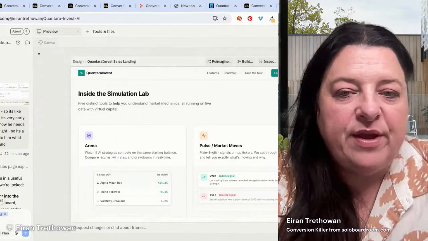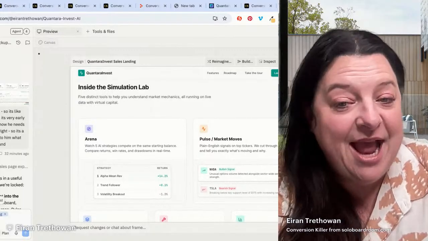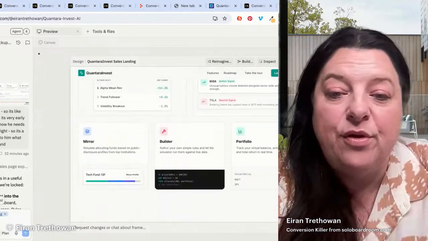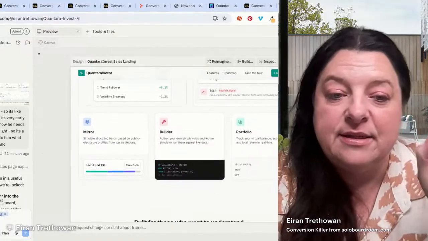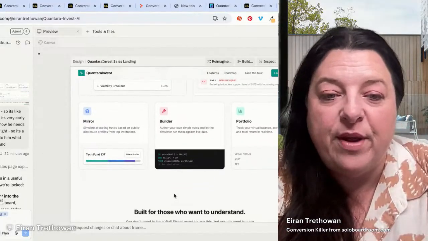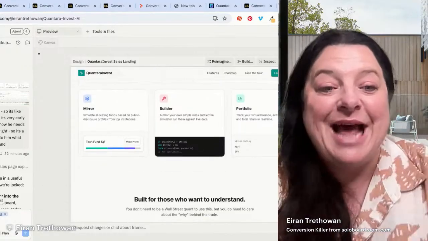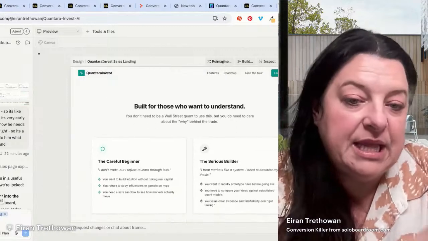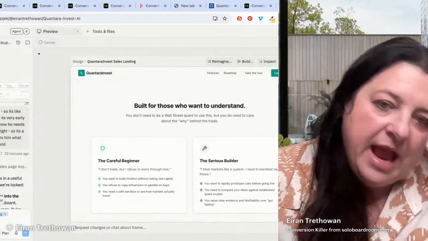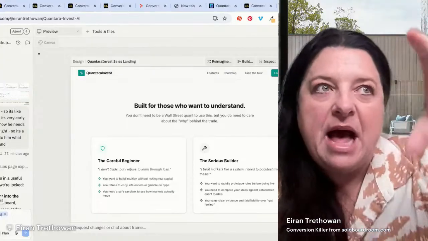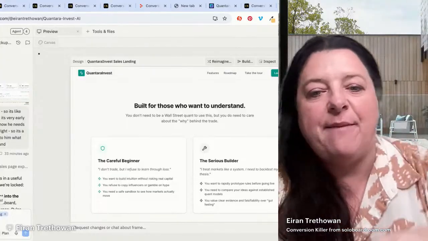We're inside the simulation lab. This is what you now get, which is the 5 distinct tools: the arena, the pulse market moves, the mirror, the builder, and the portfolio. The builder is where you can put your own rules in and play with the live data. What I love is this is actually live. This is what's happening in the market too. And the simulations obviously are not, but the market, how it is at that time, is what's coming in.